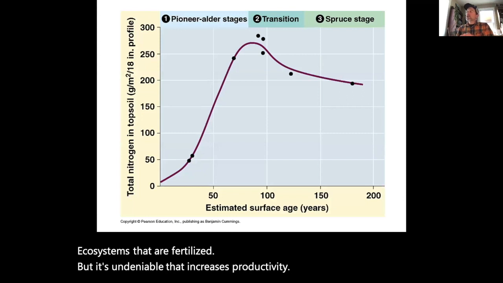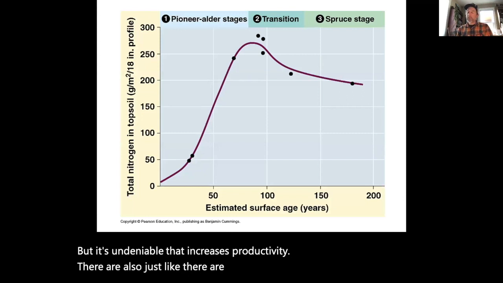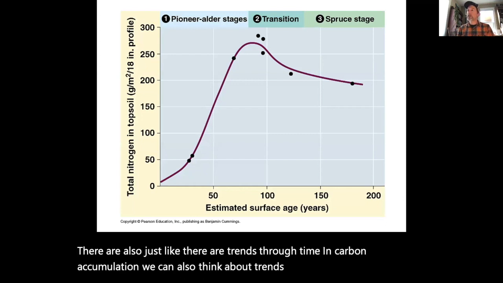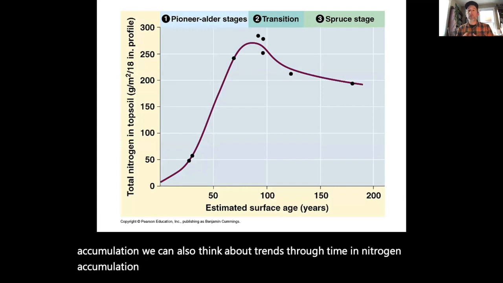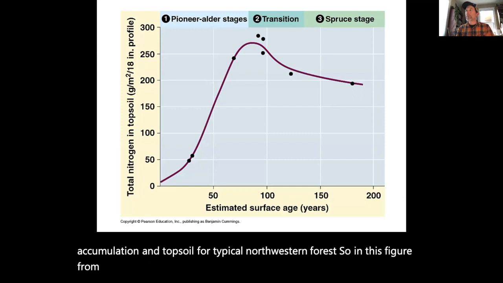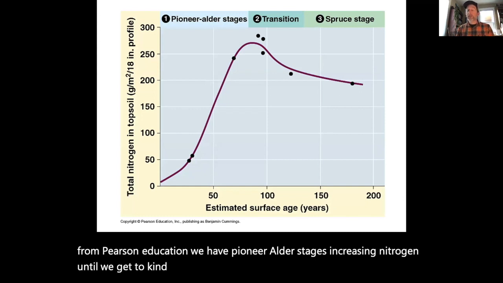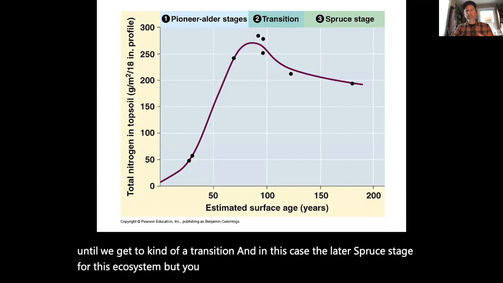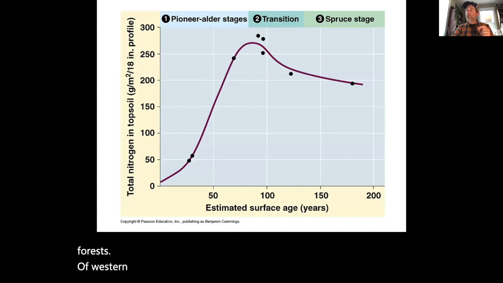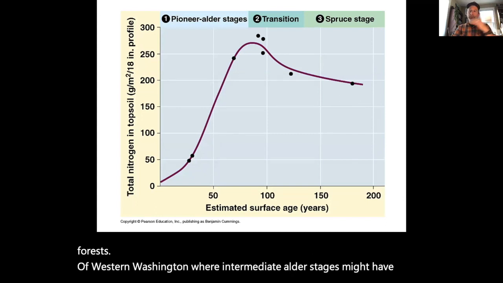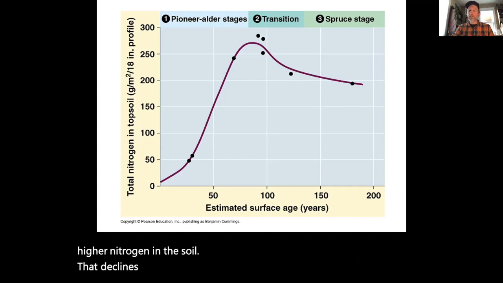There are also, just like there are trends through time in carbon accumulation, trends through time in nitrogen accumulation in topsoil for typical Northwestern forests. So in this figure from Pearson Education, we have pioneer alder stages increasing nitrogen until we get to a transition, and then in this case, a later spruce stage for this ecosystem. But you can think about similar trends in our Douglas fir forests of Western Washington, where intermediate alder stages might have higher nitrogen in the soil that declines as that forest goes towards old growth.